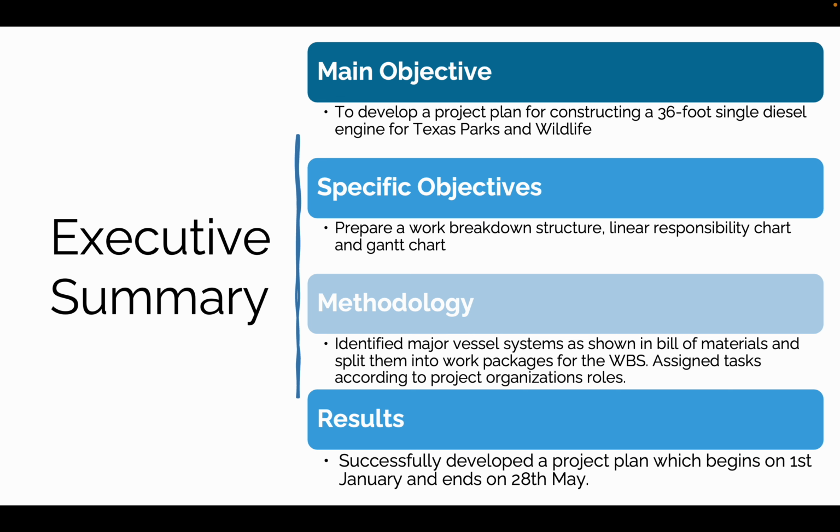In the previous assignments, we have identified the appropriate vessel. We have also identified our project organizations according to our current state and the future state. And just in the past week, we were able to identify our bill of materials, which will inform our work breakdown structure and our Gantt chart here. So the specific objective is to prepare a work breakdown structure, linear responsibility charts, and Gantt charts in this assignment.